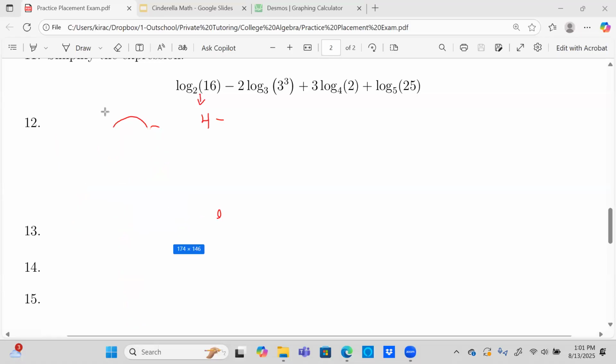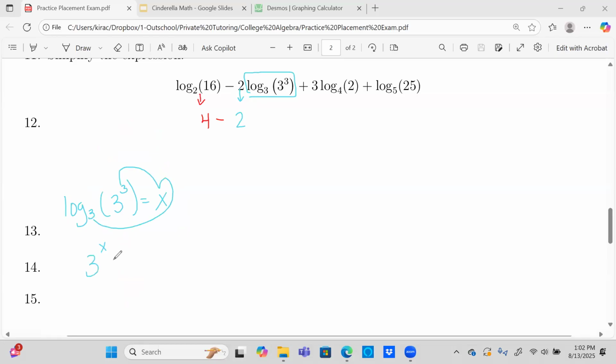Now let's just look at the second one. See this 2? Let's just drop it down. And now let's just do this. So we have log base 3 of 3 cubed is what? Heart. So we have 3 to the what is 3 cubed? So this x is 3. So that answer there is just 3. Keep the plus, keep the 3, and let's work on this one.